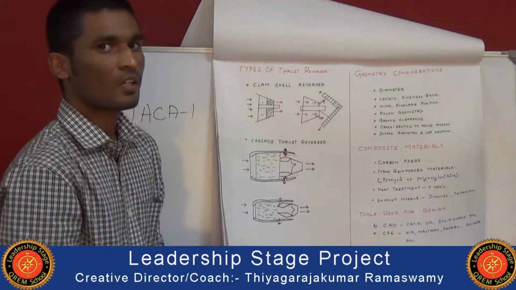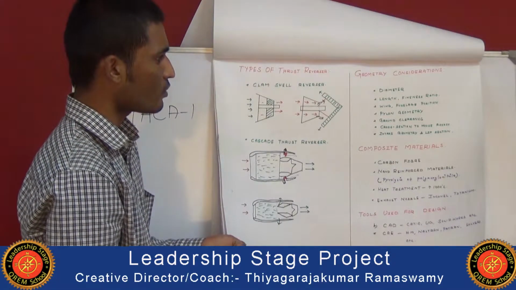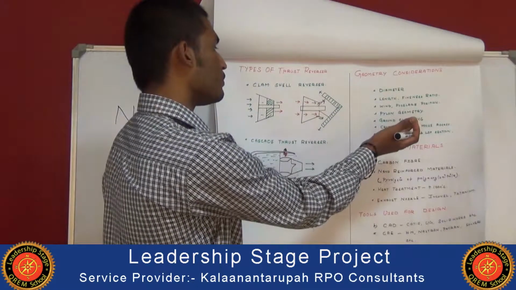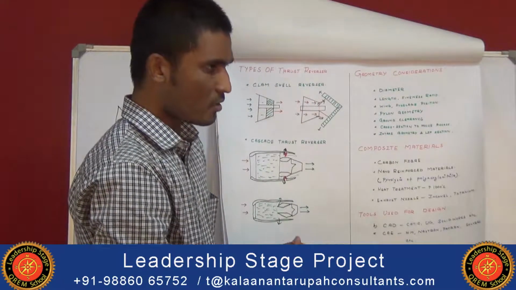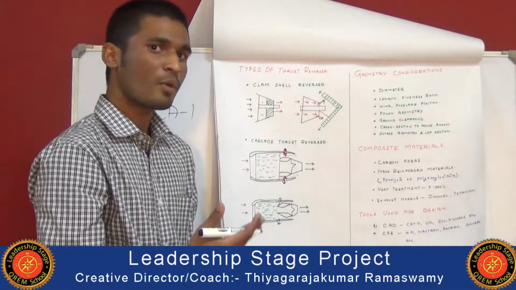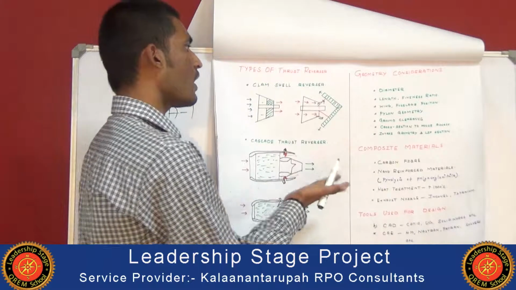We are going to see designing the nacelle structure. What are the geometry considerations for designing the nacelle structure? First one is diameter. Generally, the nacelle structure is designed based on the parameters of the engine as well as the dimensions, diameters of the engine. So, according to the engine, we are going to design the nacelle structure.